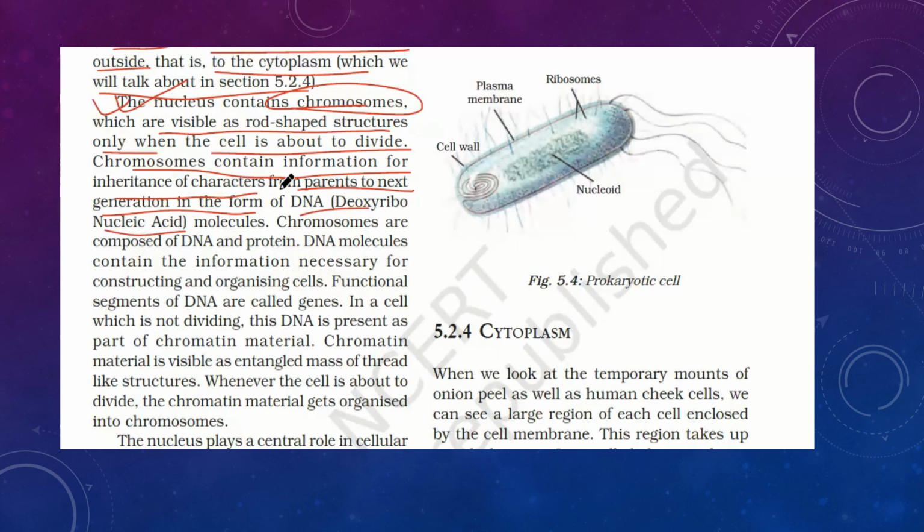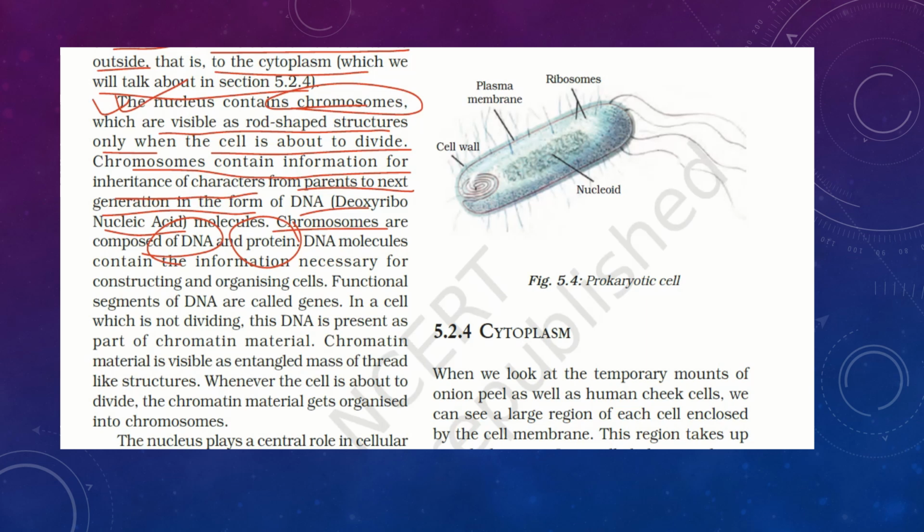Deoxyribonucleic acid, DNA, helps to inherit the characters from the parents to the next generation in the form of DNA molecules. Now, chromosomes are composed of DNA and protein. So, what are chromosomes composed of? They are composed of DNA and protein.